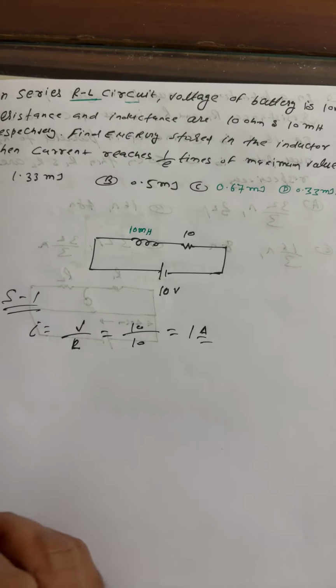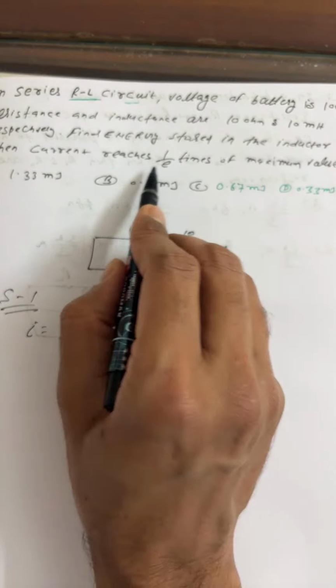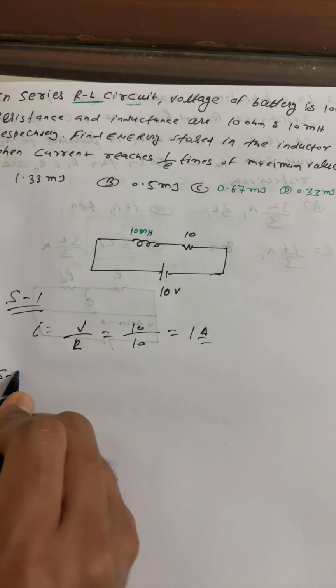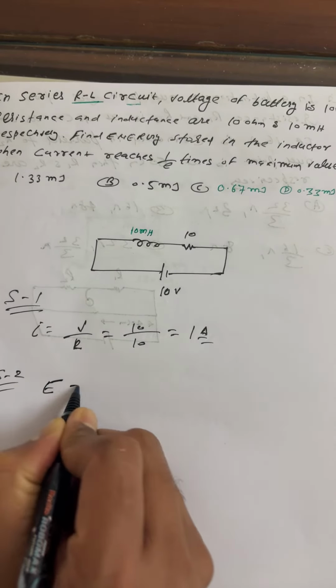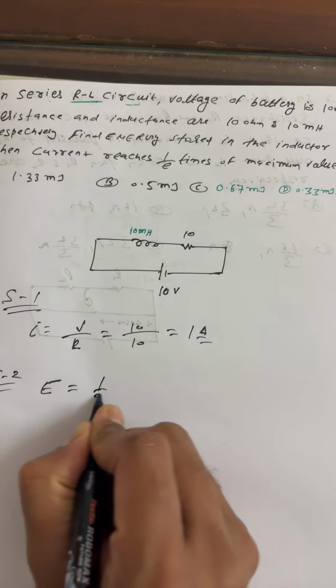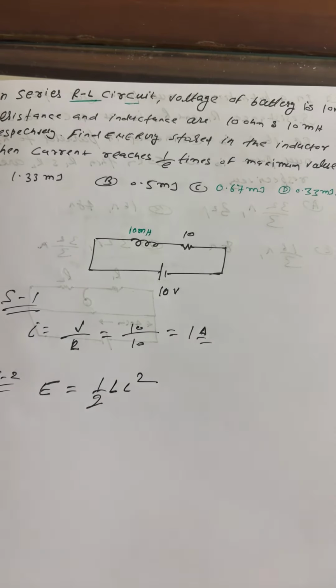Beta, now we wish to find the energy stored in the inductor. We have to find energy, right? So in step 2, think about the energy formula. Energy is stored in the inductor in the form of a magnetic field, beta. We can say it is half L I square.